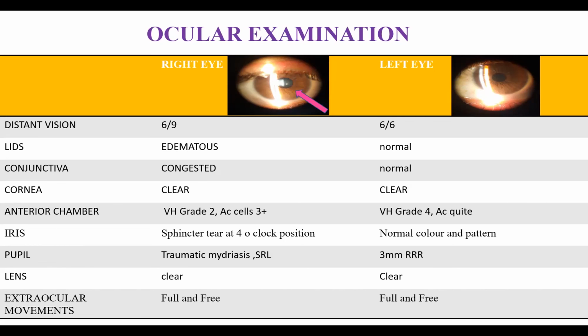About the left eye, distant vision is 6/6. Lids are normal, conjunctiva is normal, cornea is clear, anterior chamber is Van Herick grade 4, and AC is quiet. Iris has normal color and pattern. Pupil is 3 mm, round, regular and reactive. Lens is clear and extraocular movements are within normal range.